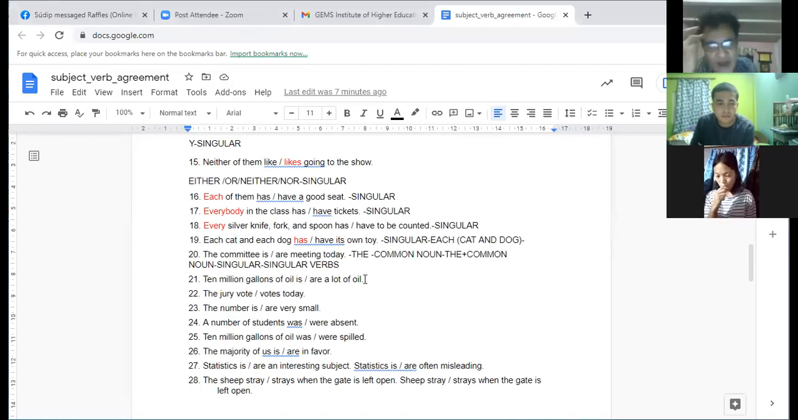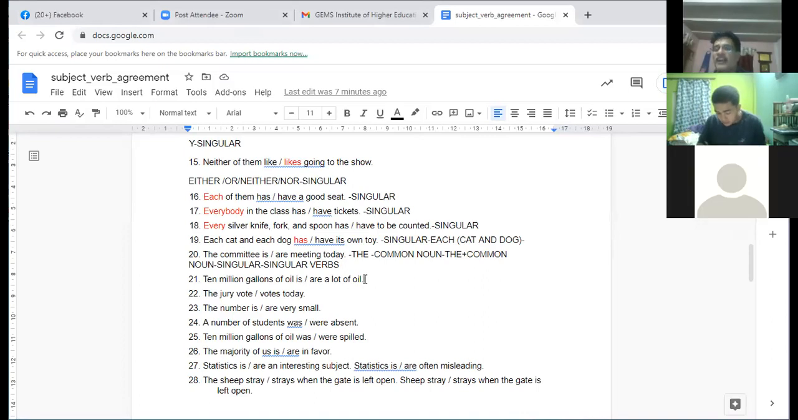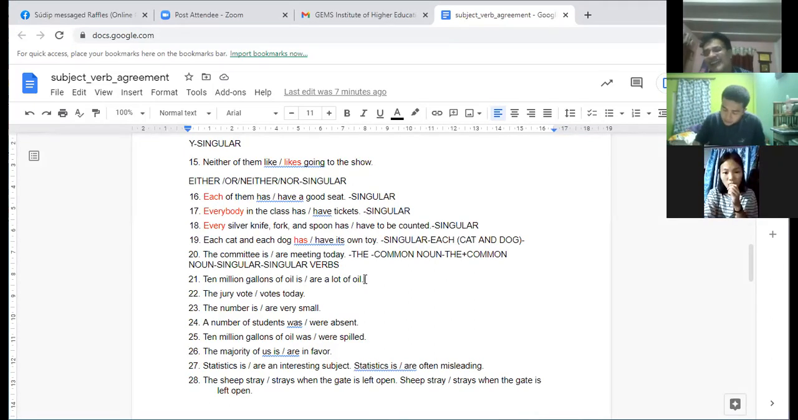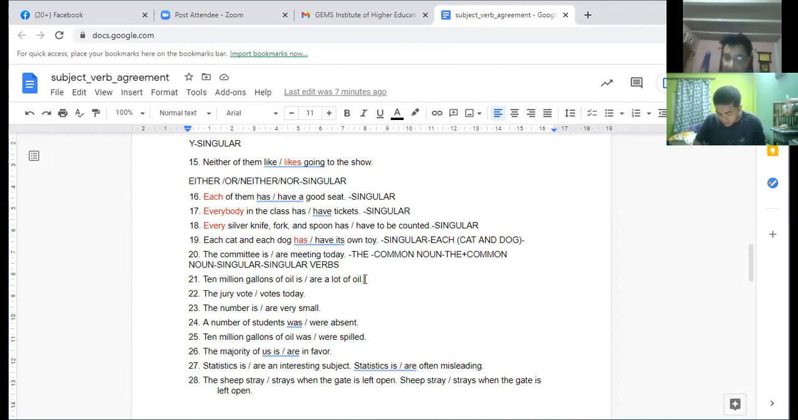So, what will you do with this? 10 million gallons of oil. Oil is uncountable, that I know. But 10 million gallons, what does that 10 indicate? It is indicating gallons. So gallons is countable again. 10 million gallons is not singular. So this is actually indicating the number of gallons over there. So gallons is countable now. So that's why you count 10 million gallons. Do you remember? Can you count it? Yes.